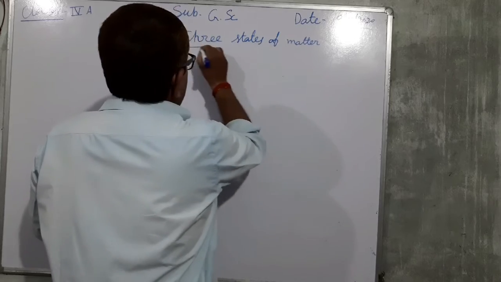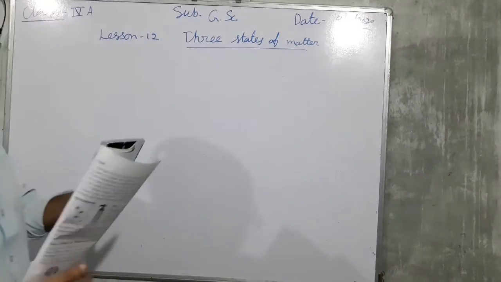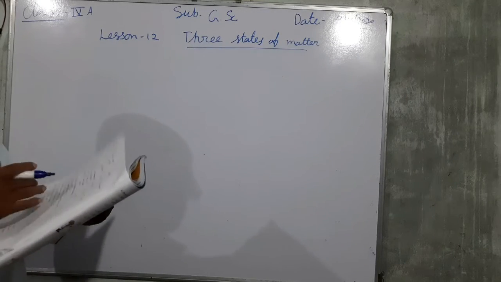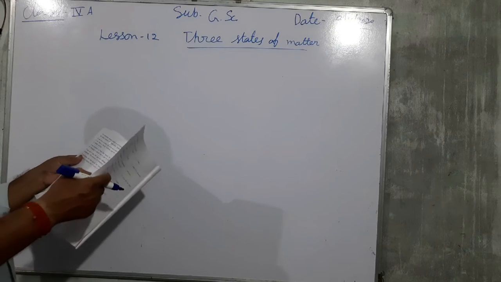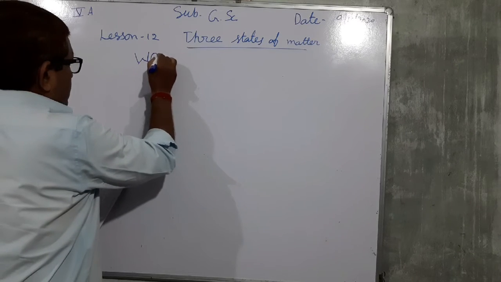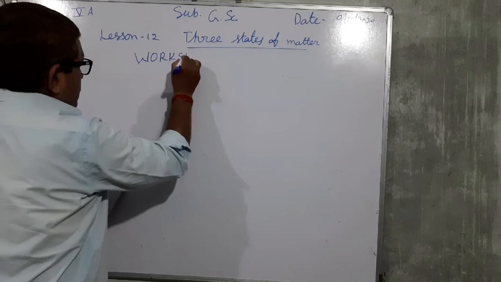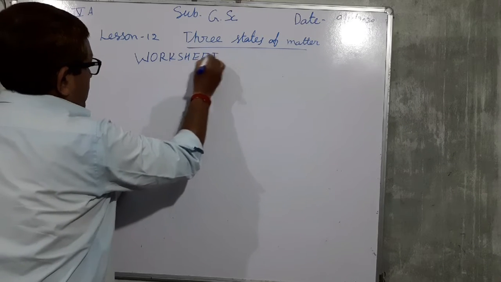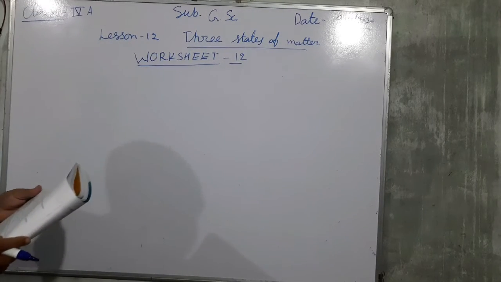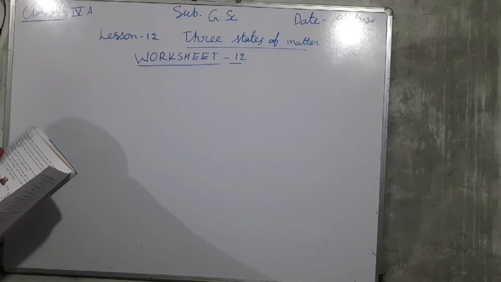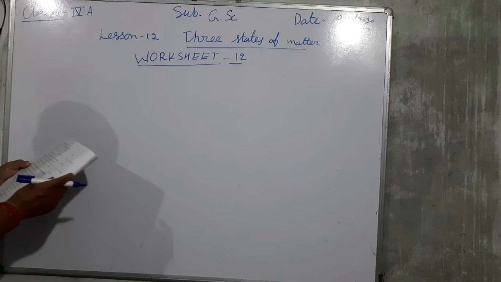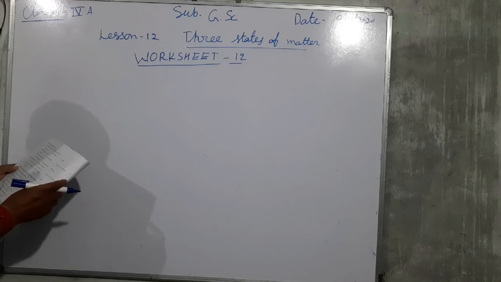Three states of matter. In this lesson, we are solving the worksheet. So worksheet 12. In this we have completed A, fill in the blanks. Second, take the right answer. Now C, write solid, liquid or gas for the following sentences.